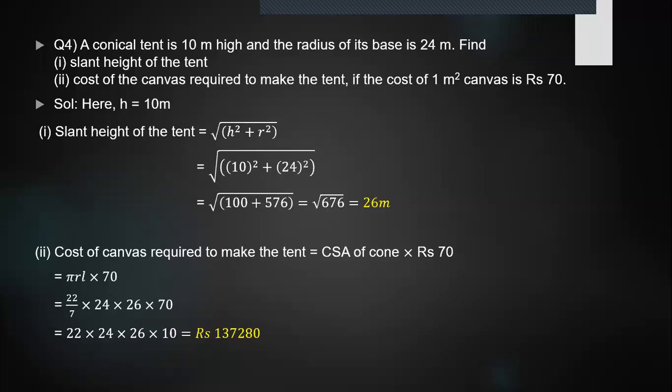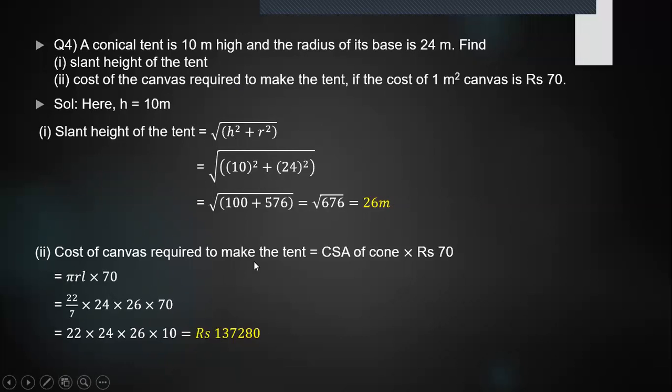Now here the question says conical tent is 10 meters high. Whenever the word slant is missing, the height always means the vertical height. So here h is equal to 10 meters. That means the values of h and r are given to us. Substitute the values of h and r in the formula for L, and that will give you the slant height of the tent as 26 meters.